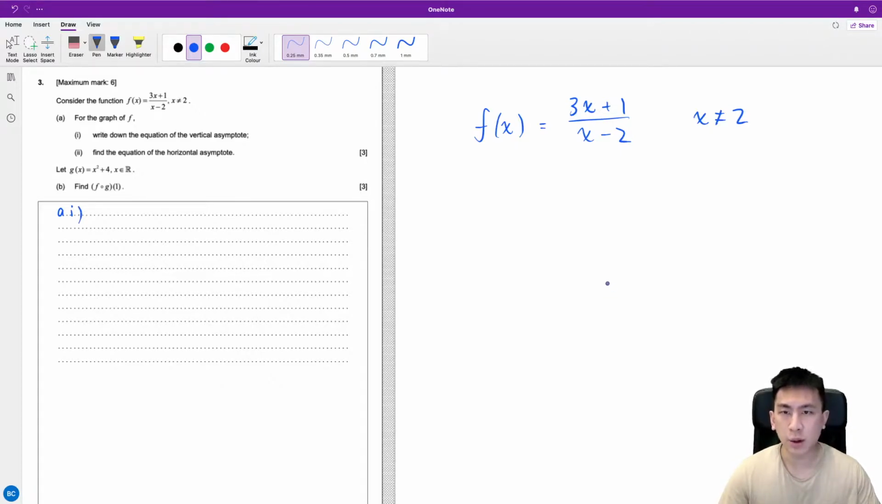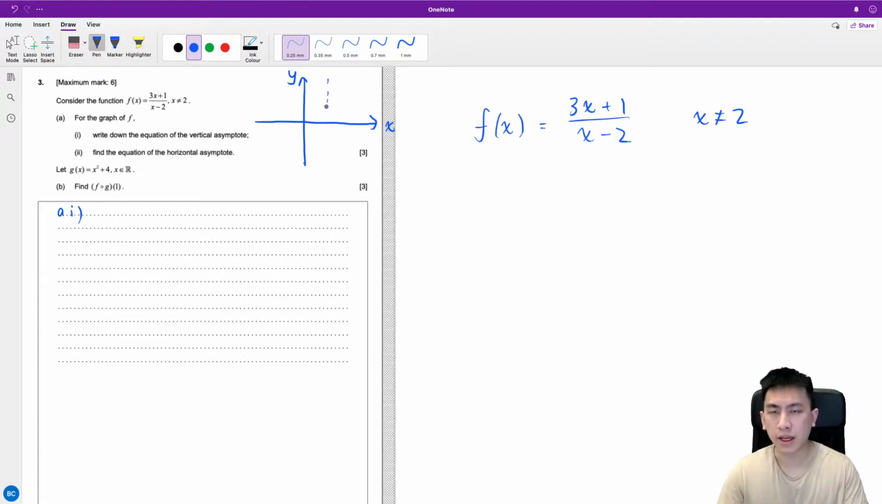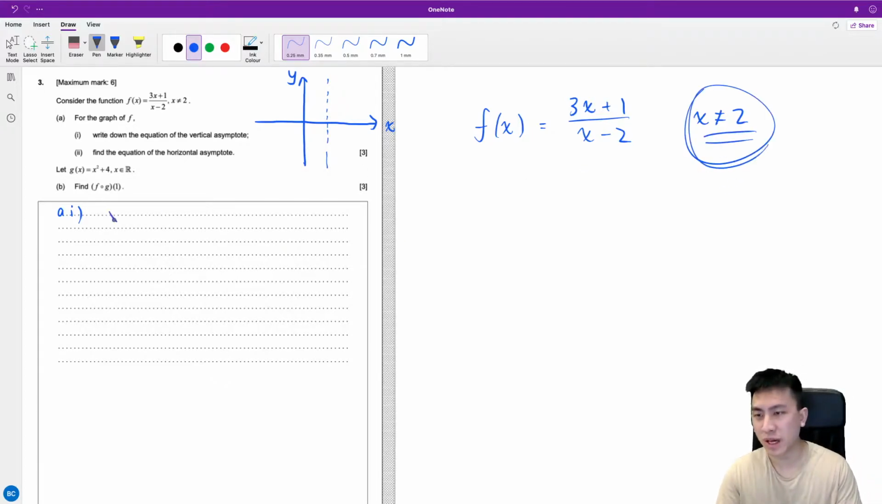Now vertical asymptote simply means, if I were to sketch this function, say here, and let's say I do not know what the function looks like, a vertical asymptote is simply a straight line, something like here, that the function cannot cross, meaning the function cannot be evaluated at that value of x. Of course, they already tell you that. So it would just be x equals 2. That is the line right here.